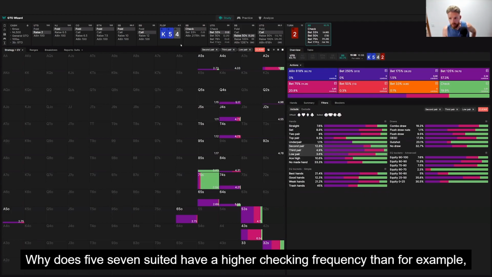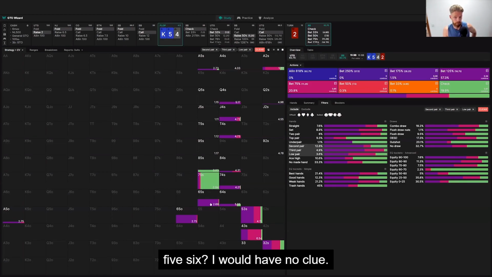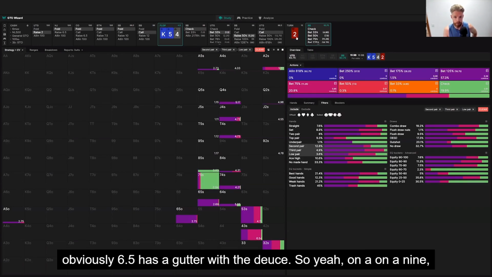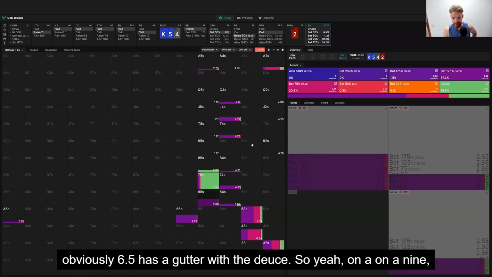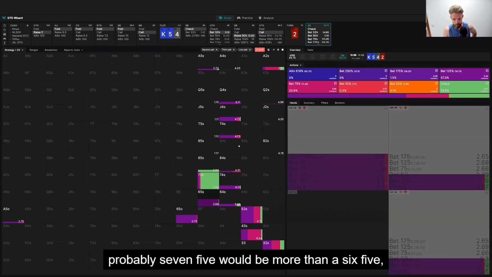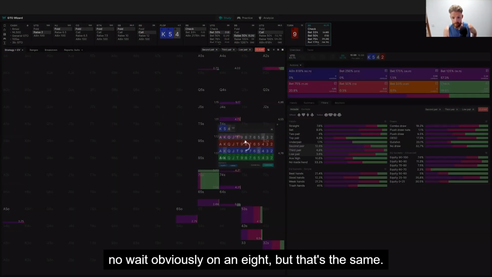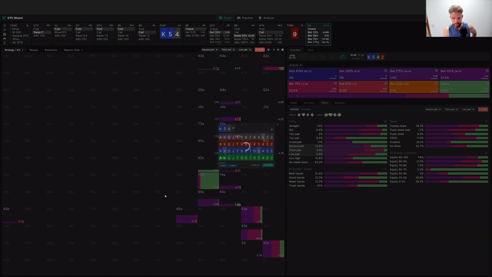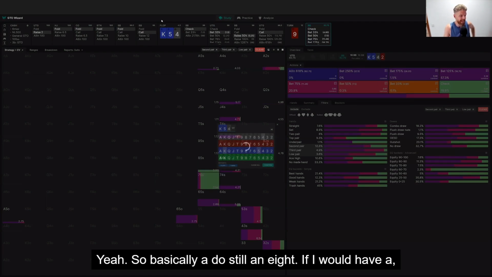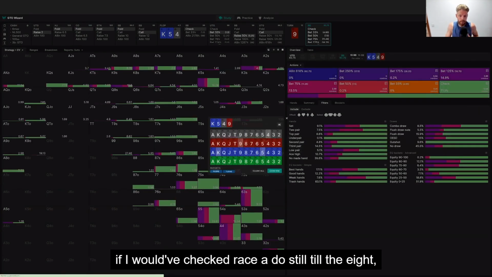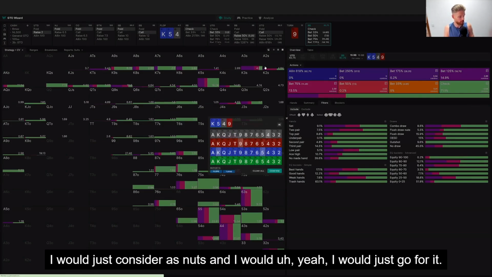Why does 5-7 suited have a higher checking frequency than, for example, 5-6? I would have no clue. I mean, wait, on a deuce, obviously 6-5 has a gutshot with the deuce. On a 9, probably 7-5 will bet more than 6-5. No, wait, obviously on an 8, but that's the same. So basically, a deuce till an 8. If I would have check-raised a deuce till the 8, I would just consider it as nuts, and I would just go for it.